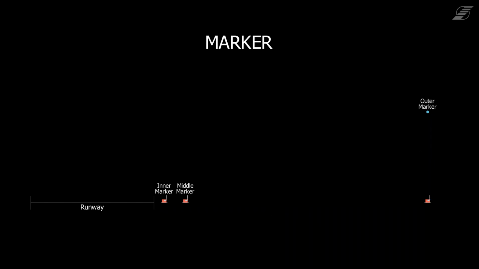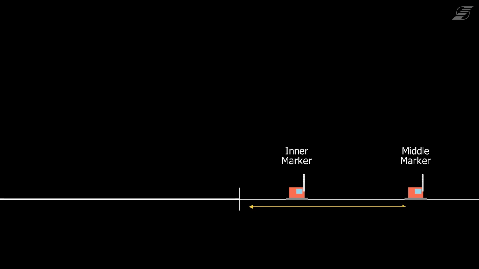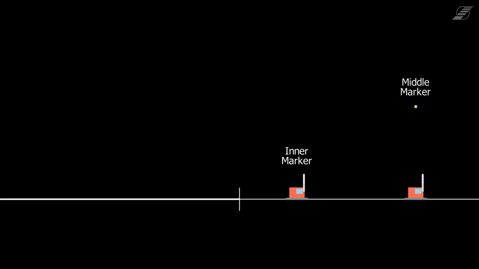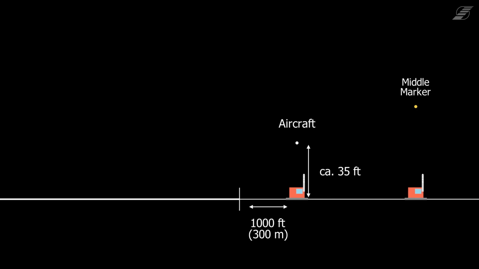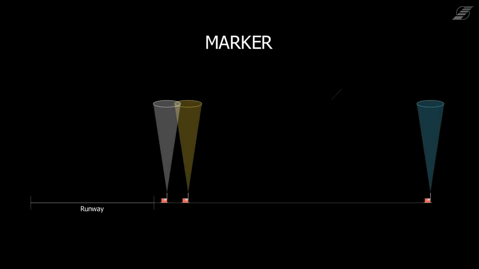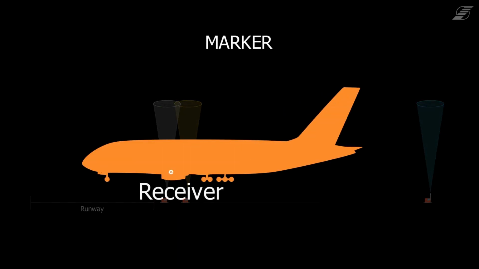As can be clearly seen, the distances of the markers to each other get smaller the closer they are to the runway. The middle marker is about 0.5 nautical miles away from the runway, whereas the inner marker is only 1,000 feet away from the runway. Overall, the markers help the pilot stay on his optimal approach route. The marker receiver is on the bottom side of the aircraft.